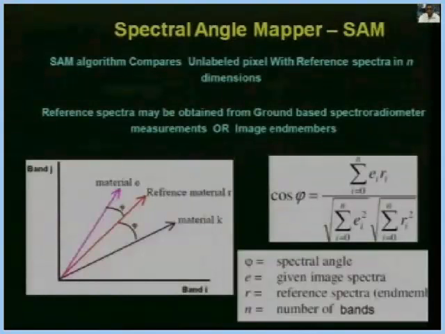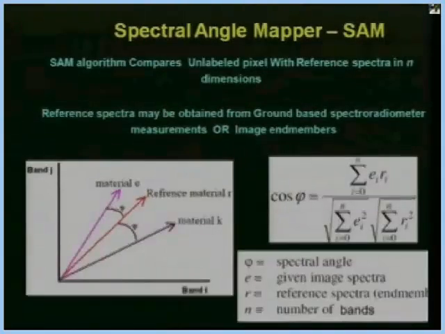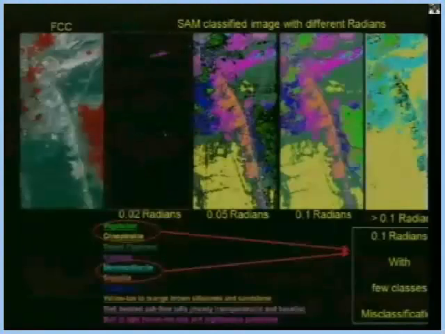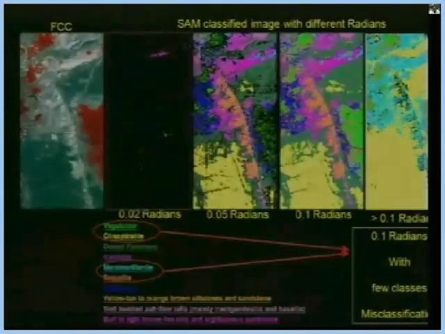One of the very widely used hyperspectral full pixel mapping algorithms is the spectral angle mapper, which compares unlabeled pixels with reference spectra in n dimensions. The reference spectra may be obtained from a ground-based spectrometer or from the image end members, which were discussed earlier. The smaller the angle between the reference spectrum and the unknown spectra, the better the match.